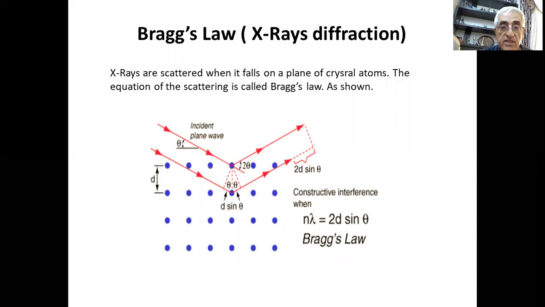X-rays are scattered when they fall on a plane of crystal atoms. The equation of the scattering is called Bragg's law, as shown in the figure. This figure clearly shows constructive interference when n lambda equals 2d sine theta, which is called Bragg's law, and the two path differences. This is d sine theta and this is d sine theta. The sum of these two is equal to n lambda.